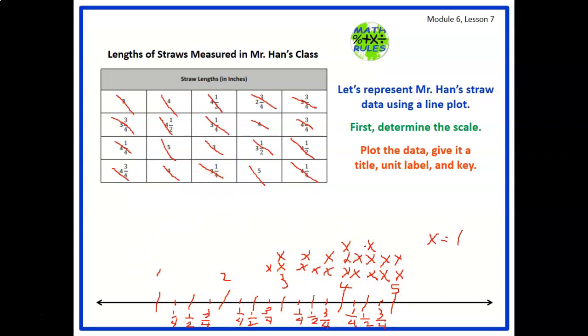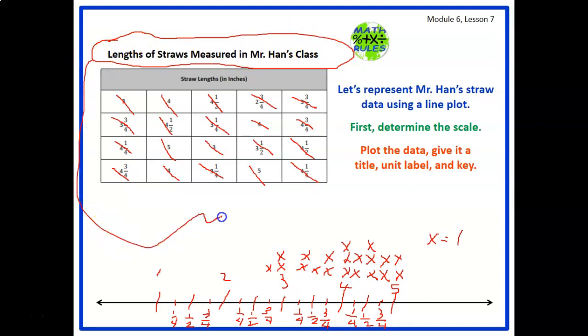The number of straws. Let's see, Mr. Hahn's classroom. So lengths of straws measured in Mr. Hahn's class. So we could use this label. And I'm not going to try to write it with this because it's really hard to write. But I'm going to put that label right here. And that would be the label. Lengths of straws measured in Mr. Hahn's class. That'd be a great title for our line plot right here. Okay? So let's move to the next slide.